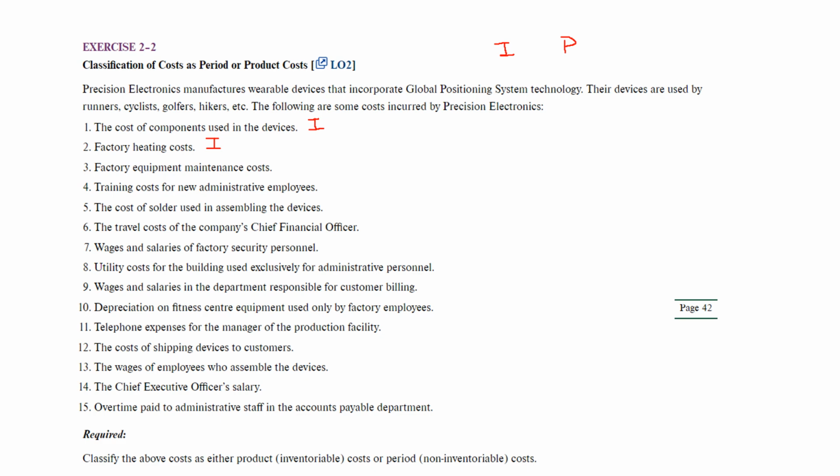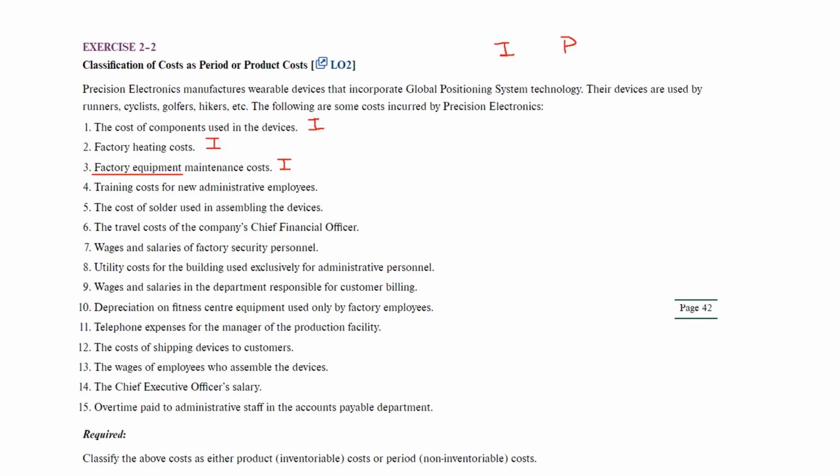Next, we have our factory equipment maintenance cost. This also would be a product cost. Again, factory equipment maintenance cost. The factory equipment is really the key thing here. So that would fall into our manufacturing overhead, and it is a product cost.